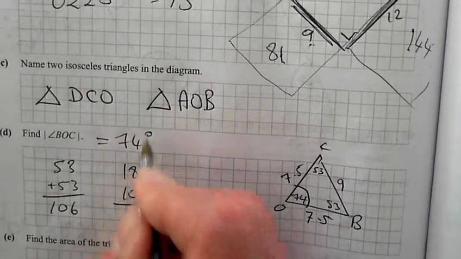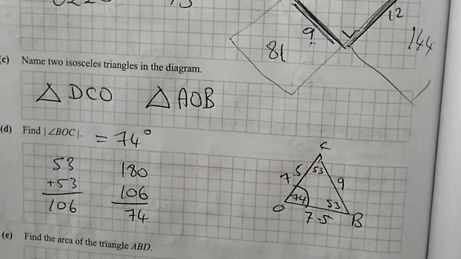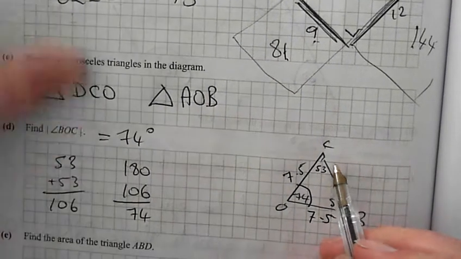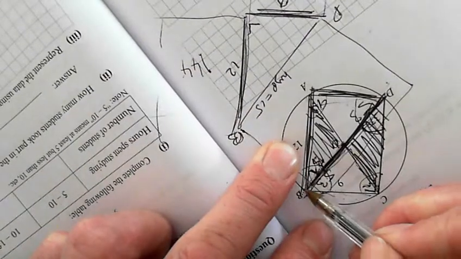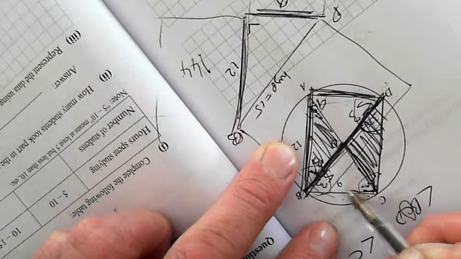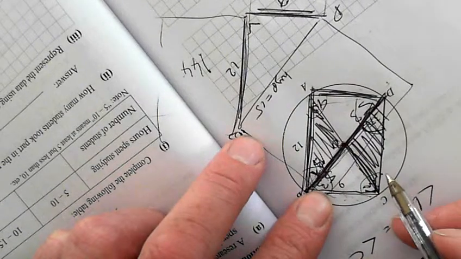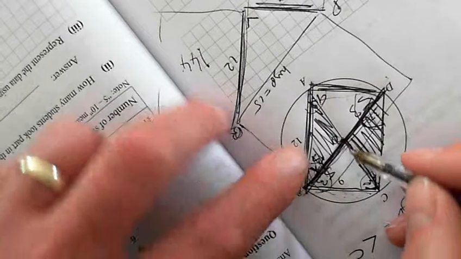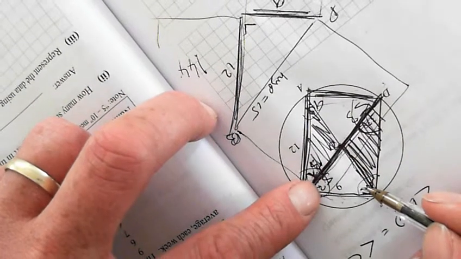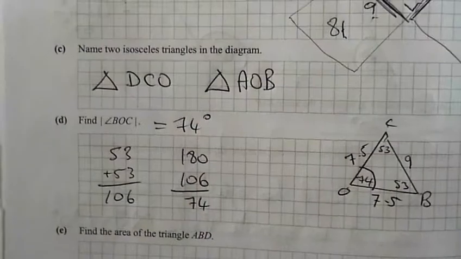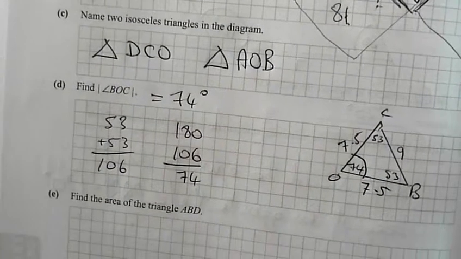How did you know that C was 53? I knew that C was 53 because if I turn this around, this is an isosceles triangle. In an isosceles triangle, the two angles are the same. These two lines are the same, that means these two angles are the same. So 74 it is.